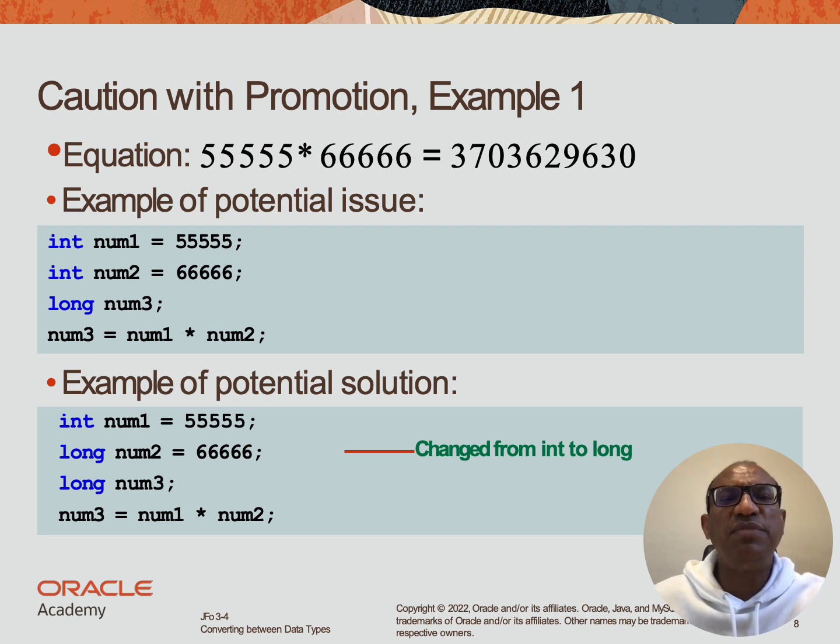This calculation ultimately yields an incorrect answer because the variable for your answer receives a truncated value regardless of the type used for your answer, by the way. To solve this problem, set at least one of the variables in your equation to the long type to ensure the largest possible temporary container size.